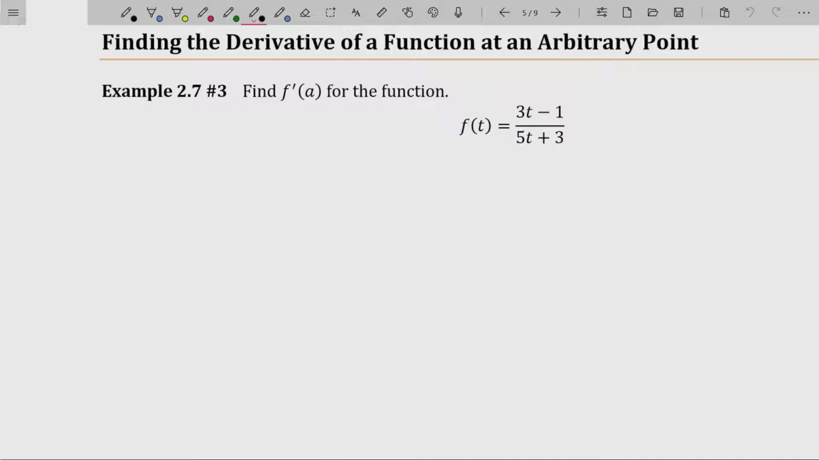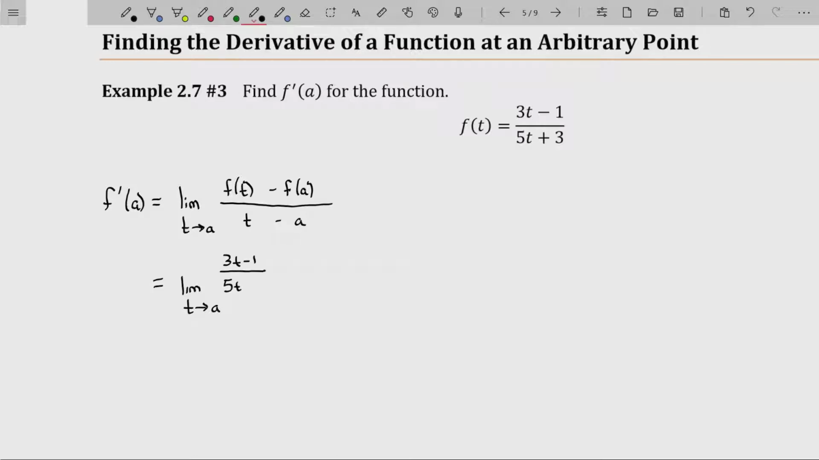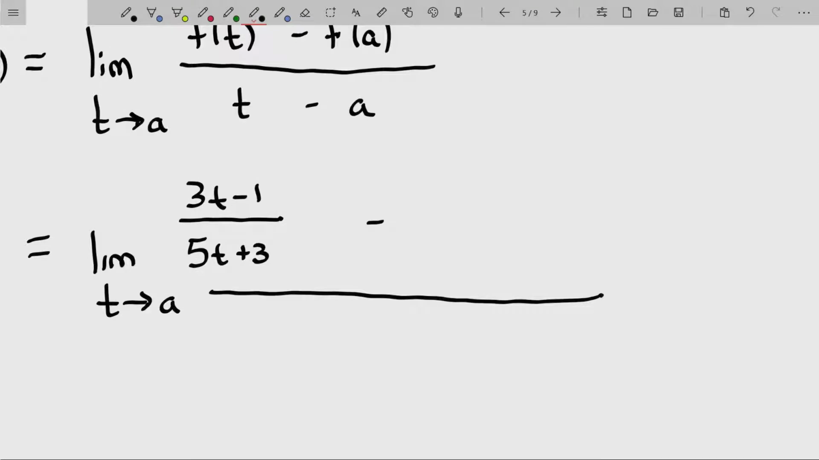So let's go ahead and start with the slope looking version of it. So f prime at a is defined to be the limit as t approaches a. We're not dealing with x's in this problem, of f of t minus f at a all over t minus a. All right, so f evaluated at t, well, that's just going to be, let me write this in here, 3t minus 1 over 5t plus 3. That's in a numerator, by the way, minus that same function, but instead of plugging in t's, we're plugging in a. So 3a minus 1 over 5a plus 3. And that's all divided by t minus a.